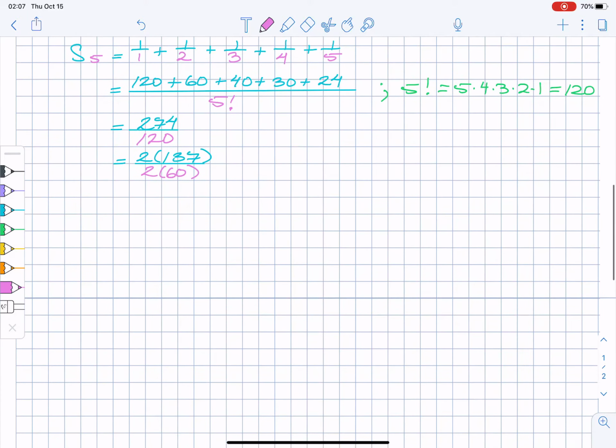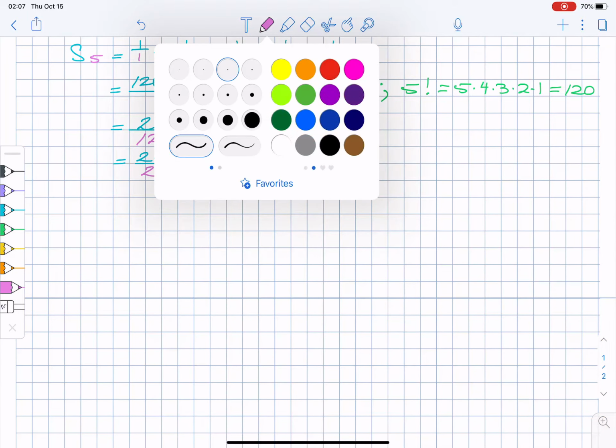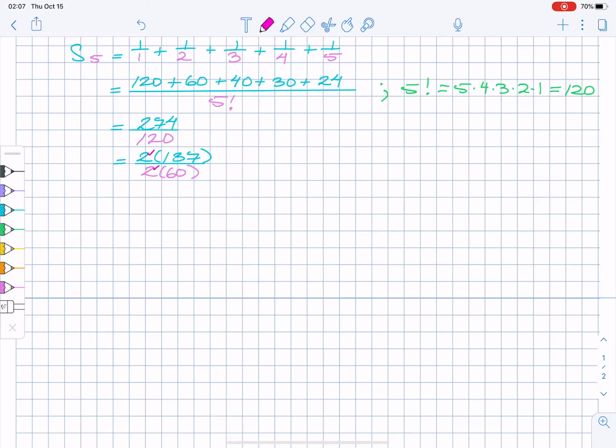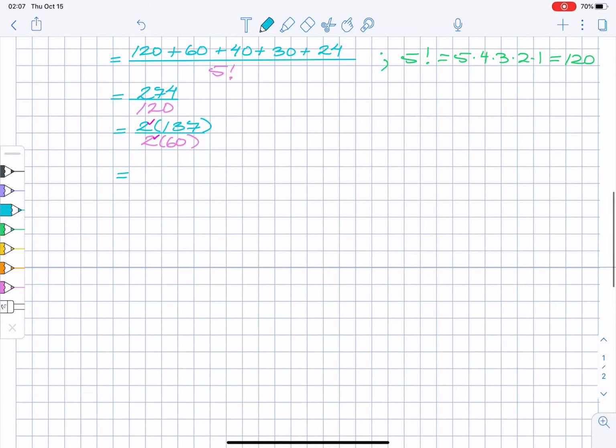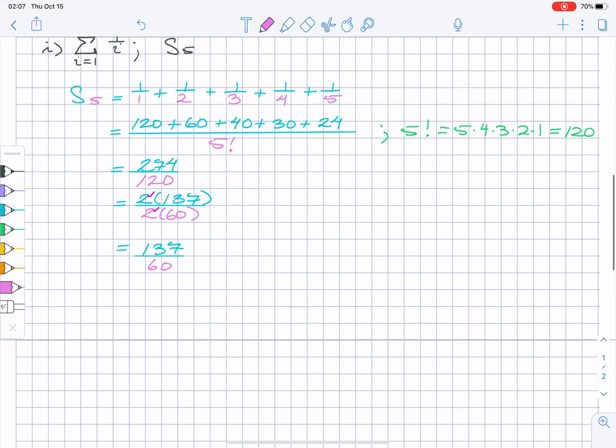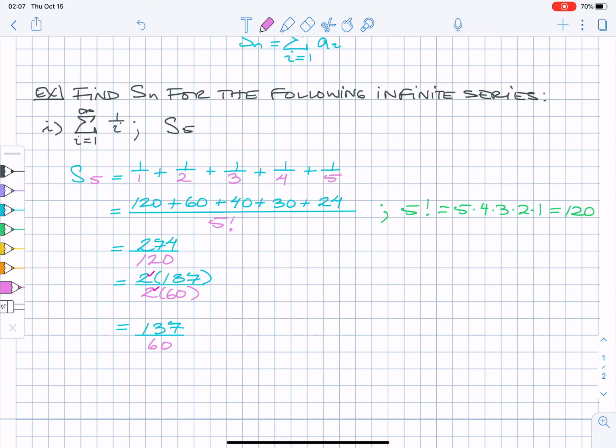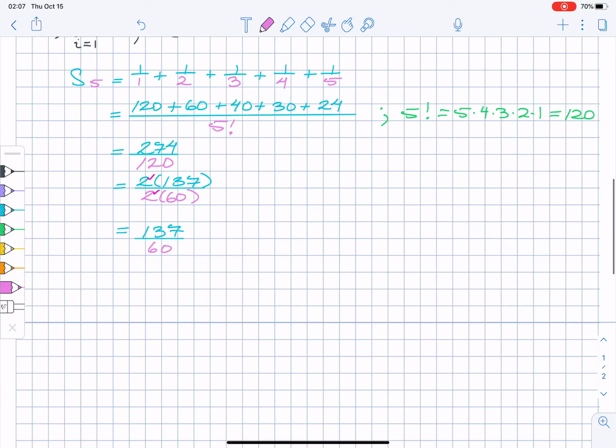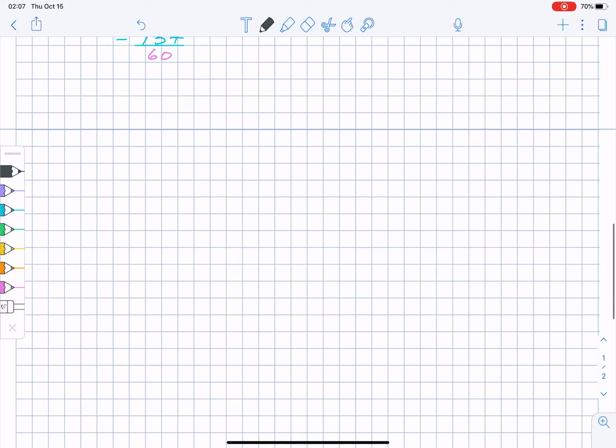So that reduces then. The 2's reduce. Notice I'm not crossing out the 2's, I'm checking them out. Okay, 137 divided by 60, and I think that'll do. So that is the sum of the first 5 terms. That is the 5th partial sum of that series. Okay, so number 2.